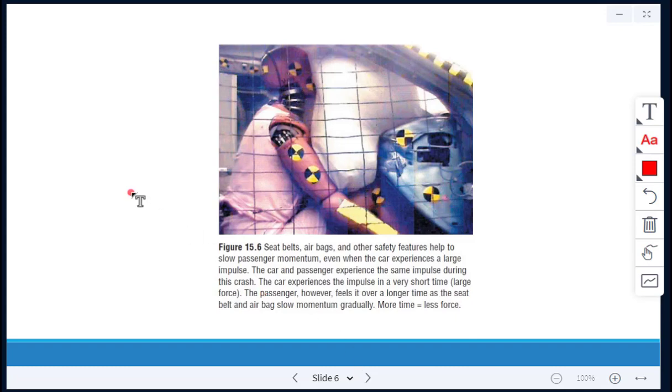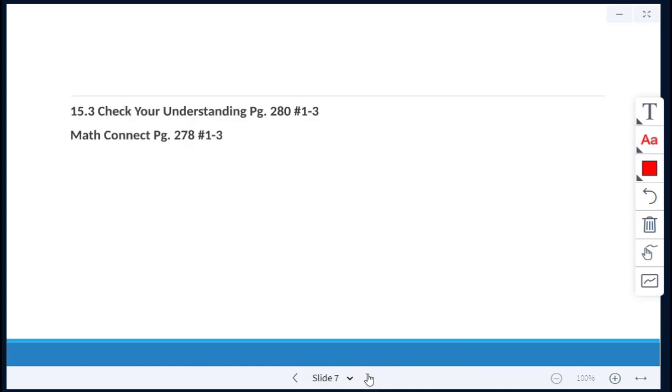So seatbelts, airbags, and other safety features help to slow passenger momentum even when the car experiences a large impulse. The car and passenger experience the same impulse during this crash. The car experiences the impulse in a very short time, which is a large force. The passenger will feel it over a longer time because of the seatbelt and airbag, which slow down the momentum gradually. So keep in mind, more time equals less force.